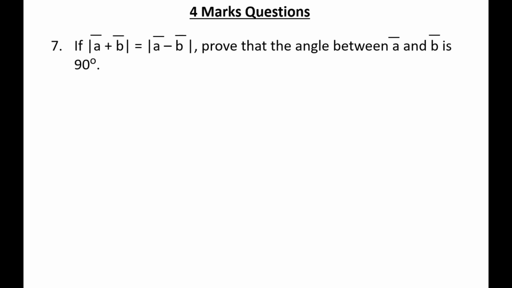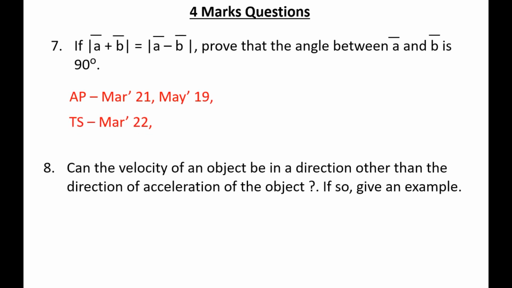The next question is, if mod of vector A plus B is equal to mod of vector A minus B, prove that the angle between vector A and vector B is 90 degrees. If you remember, this question we have seen in 2 marks also. Once they have asked in Telangana, it generally comes in 4 marks question. This was asked twice in AP and once in Telangana.